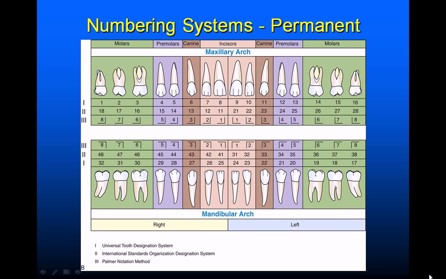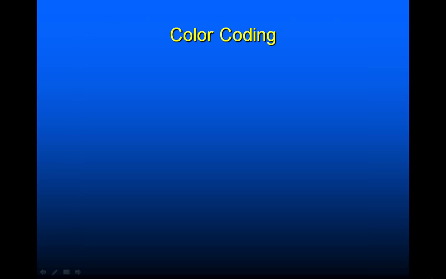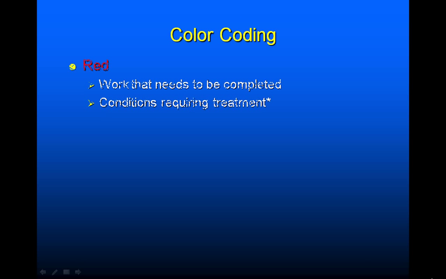Here's the same diagram, but this time it is showing the permanent dentition, and again, using the different Roman numerals here, we're indicating whether it is universal, FDI, or Palmer's notation. Next is color coding. For our purposes in class, I'd like you to remember that when you chart in red, you're indicating work that needs to be completed.